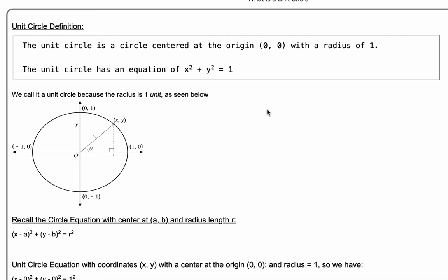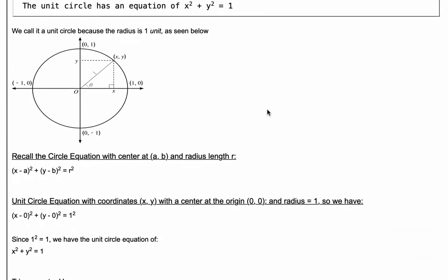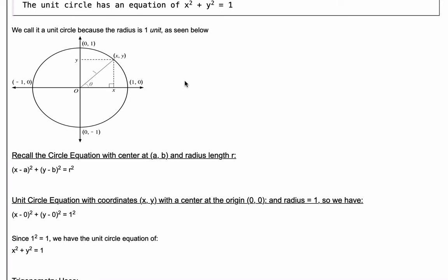So what does that all mean? How does it affect you in math and trigonometry? Well, first, take a look at this picture here. We call it the unit circle because the radius is 1 unit. So as you can see here, here's the radius, 1 unit, and we're on the Cartesian coordinate system. So here's your x-axis, here's your y-axis, and here's how this all comes together.